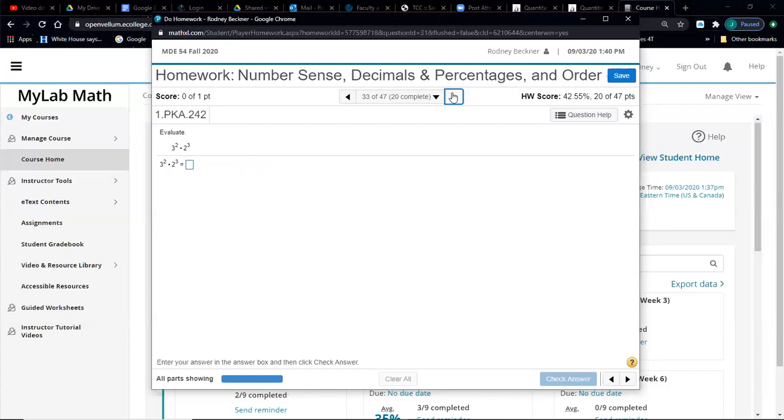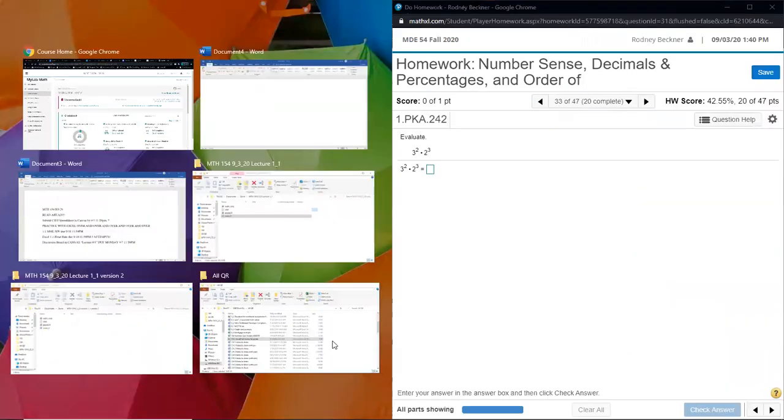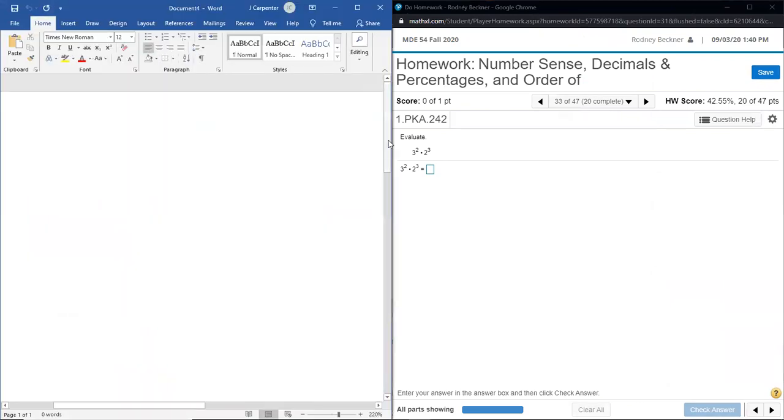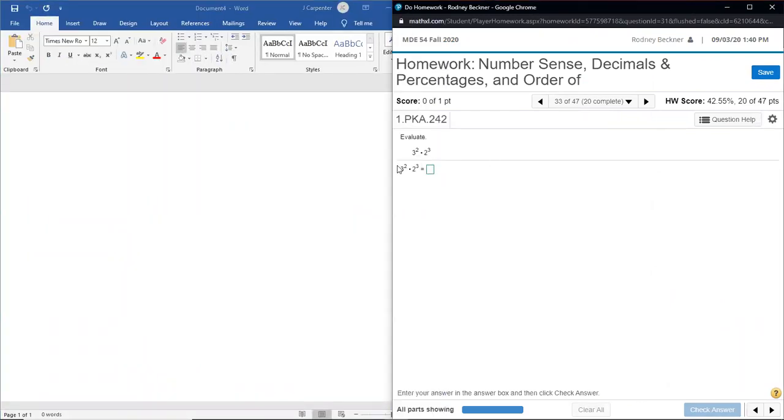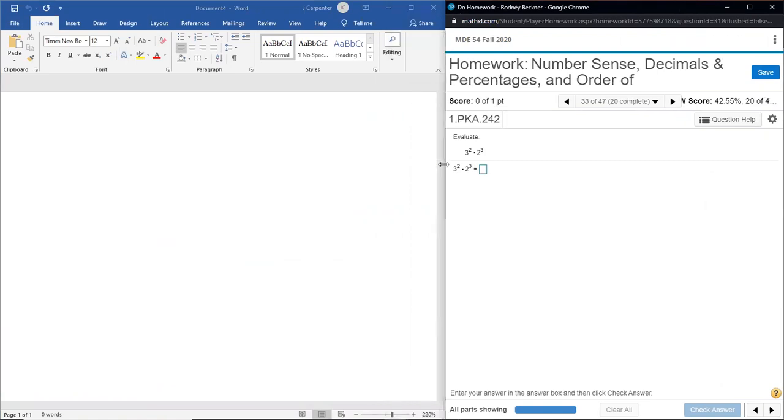Here we go, finally to a more interesting problem. And let me do what I was doing last time where I do this, and this. All right, so 3 squared times 2 cubed. So the way exponents work is, sorry, I've got to clear my throat.